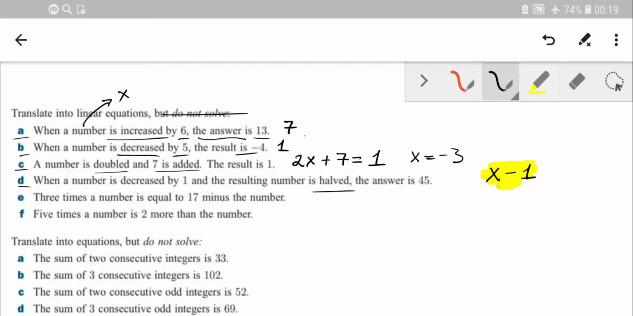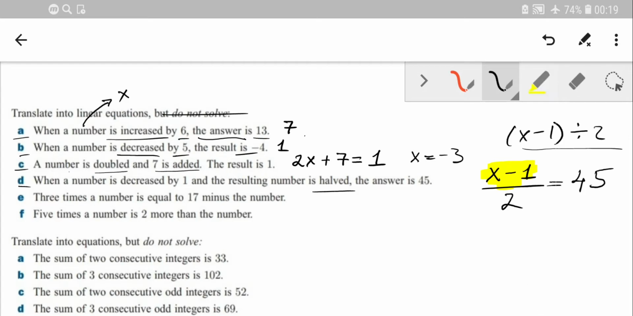What does halved mean? It's better to use fractions, say over 2. Or you might use x minus 1 divided by 2, but I don't recommend that. So better work with fractions. You remember when we were solving linear equations that were fractional, we used fractions. We never used the division sign for it. So we use the fraction. All right, so if the resulting number is halved, the answer is 45. So the result of that is 45.